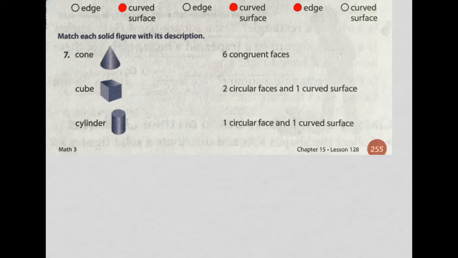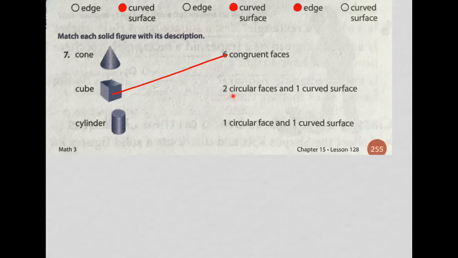Okay, so number 7. Match each solid figure with its description. So let's look at the cone. Right here, the cone. And let's read the choices. 6 congruent faces. Does a cone have 6 congruent faces? Well, you know what? Let's do it this way. Let's look at these. We have the cone, the cube, and the cylinder. Let's start over here. Which of those shapes has 6 congruent faces? If you said the cube, you are correct. Draw a nice straight line to connect those.